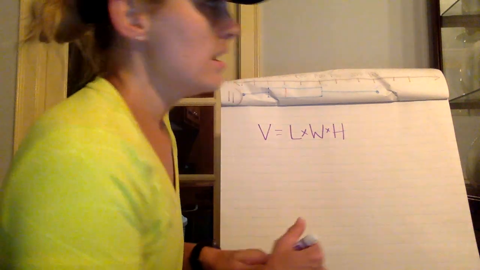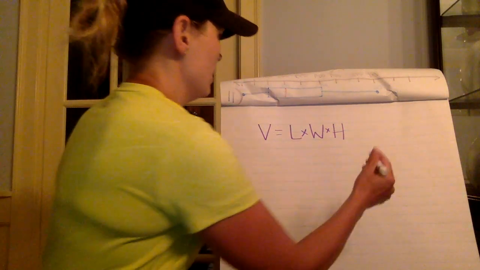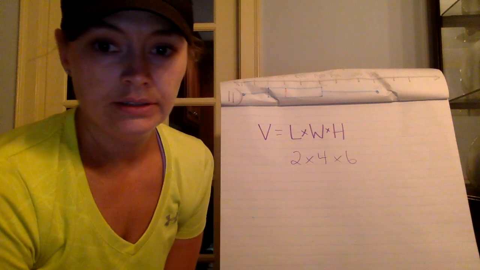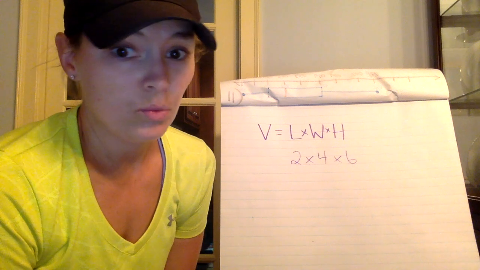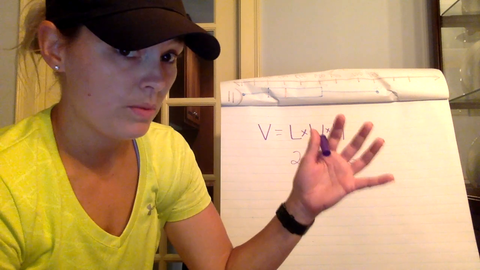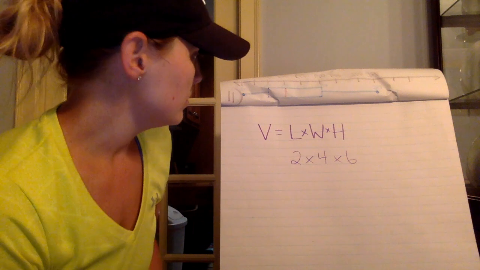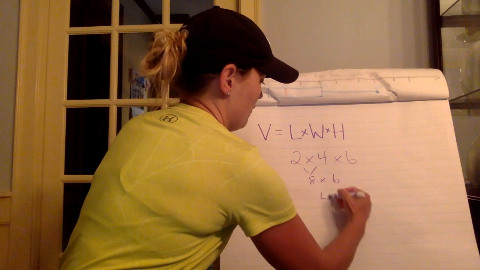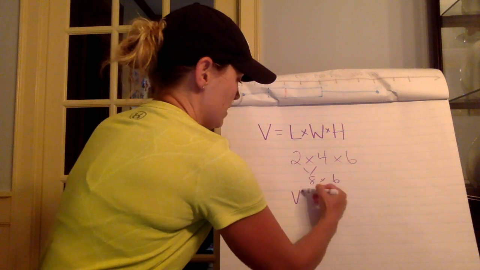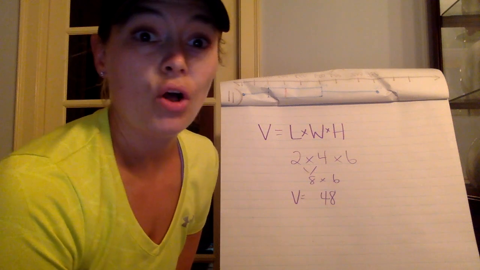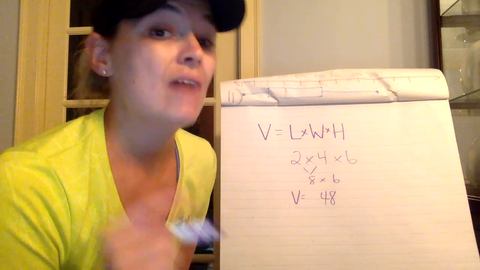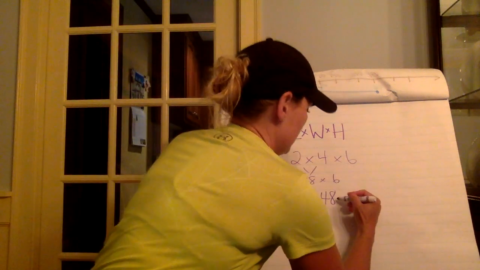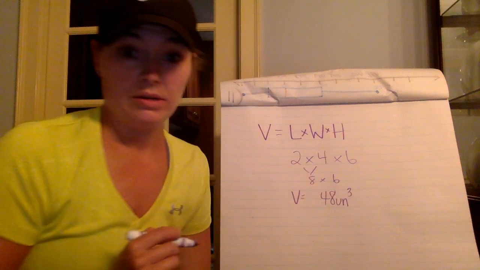Okay, so for instance, if we had a dimension of 2 times 4 times 6, okay, we could take that and go in whichever order we want. We can go left to right if we want. We could skip around, okay, so we'd end up with getting 8 times 6 would be 48 for a volume. And with volume, our units are always cubic. Okay, so we would have exponent number 3 because we're taking 3 different dimensions to multiply. Okay, so it'd be units cubed.